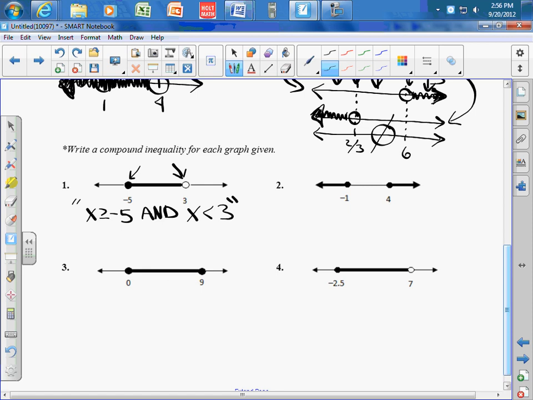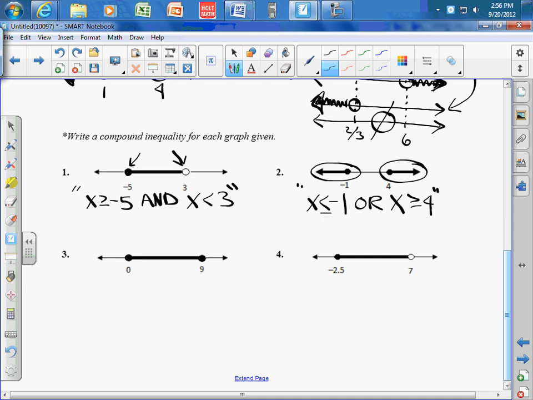Number 2, what kind of compound inequality is this? Because the 2 arrows are pointing outward like oars on a boat, this would be a compound "or". Well, what is this inequality? Well, it's x is less than or equal to negative 1. And what inequality is this? It's x is greater than or equal to 4, and this is the compound inequality for that graph.